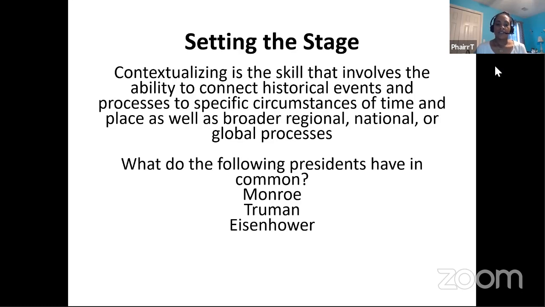So here's our question. What do the following presidents have in common? This is Presidents Monroe, Presidents Truman, and Presidents Eisenhower. Now, you may or may not have covered Truman or Eisenhower as of yet, but if you've already covered Monroe, so kind of tie it all together and think. So I'm going to give you a few minutes to think about the question.